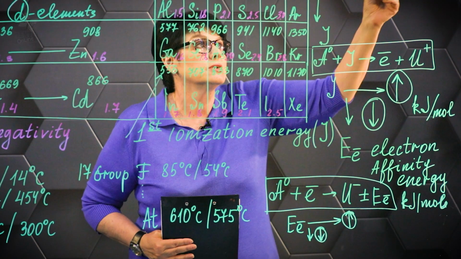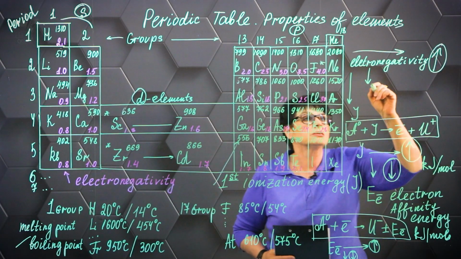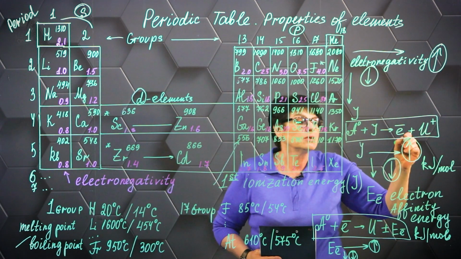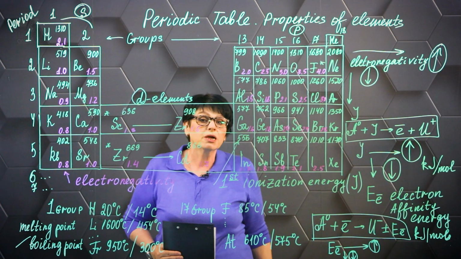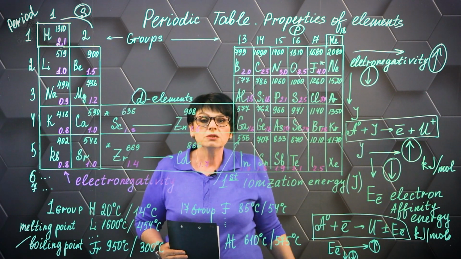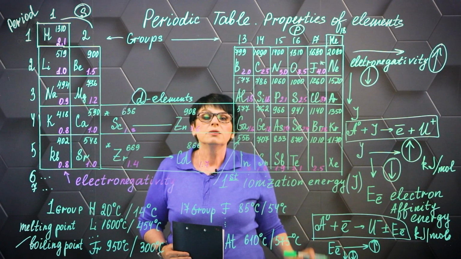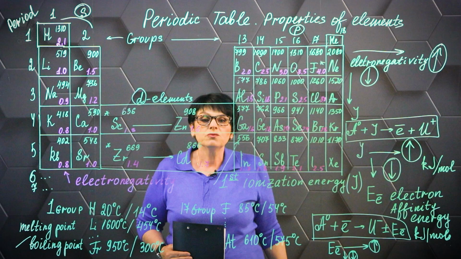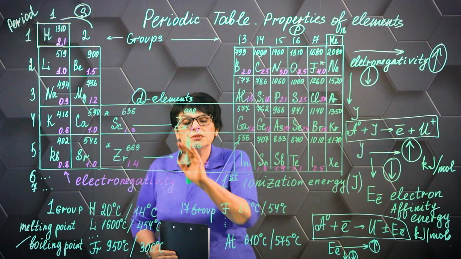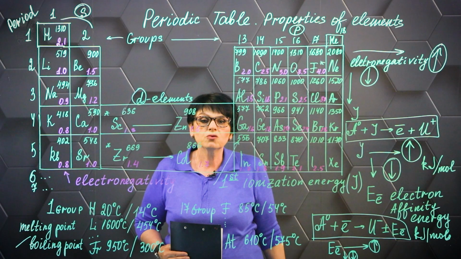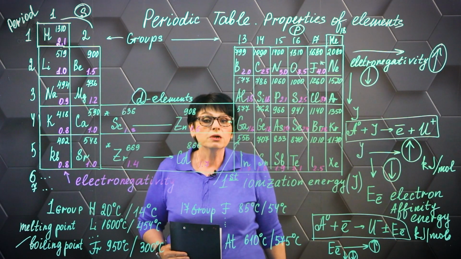If you look at it, the electronegativity, ionization energy, and electron affinity energy change in the same way. So they go period by period. From left to right, they go up. From top to bottom, they go down. But be careful with elements of side subgroups, i.e. D elements have their own difficulties. It is connected with their special structure. And by the way, with F elements, the picture will be similar.